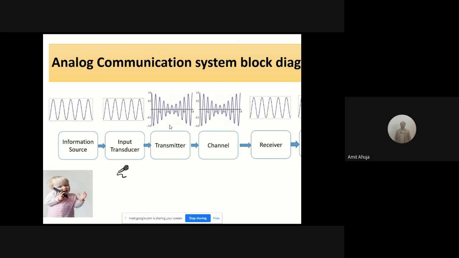So a communication in which my input is analog and my output is also analog is an analog communication system. My requirement is in analog form, and in between I am also using analog subsystems for processing. That makes what is called an analog communication system.